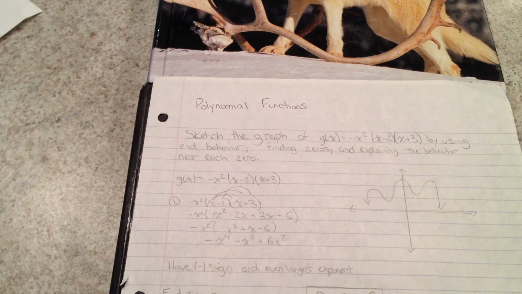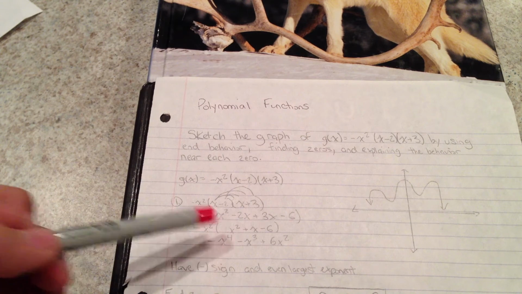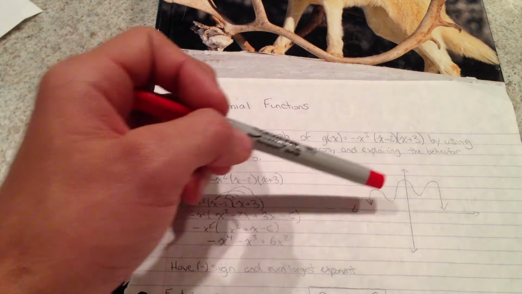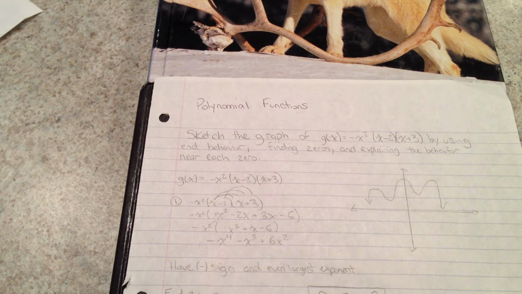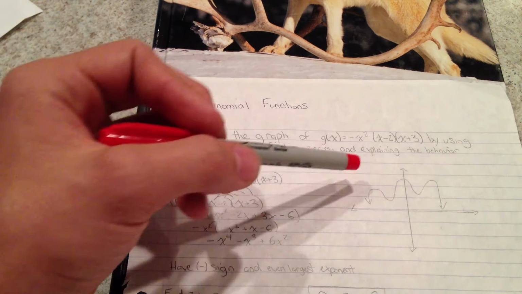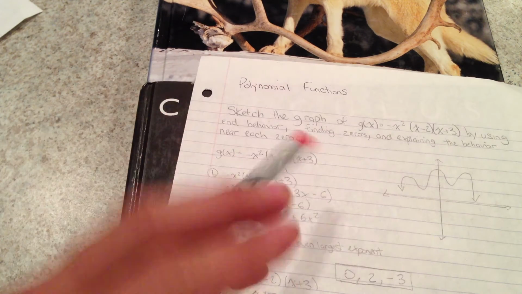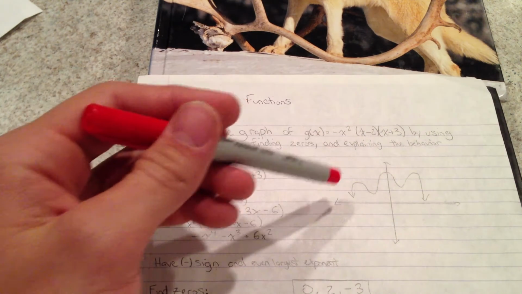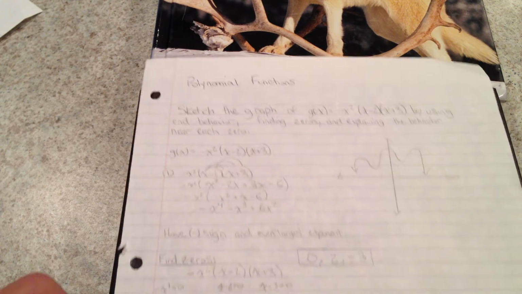Now since we have a negative and an even power, we know our graph is going to be moving down at some points. Because it's x to the 4th, we're going to have some kind of bump at some point. We don't know where it's going to be, but we know it's going to look something like this. So now we need to find the zeros.